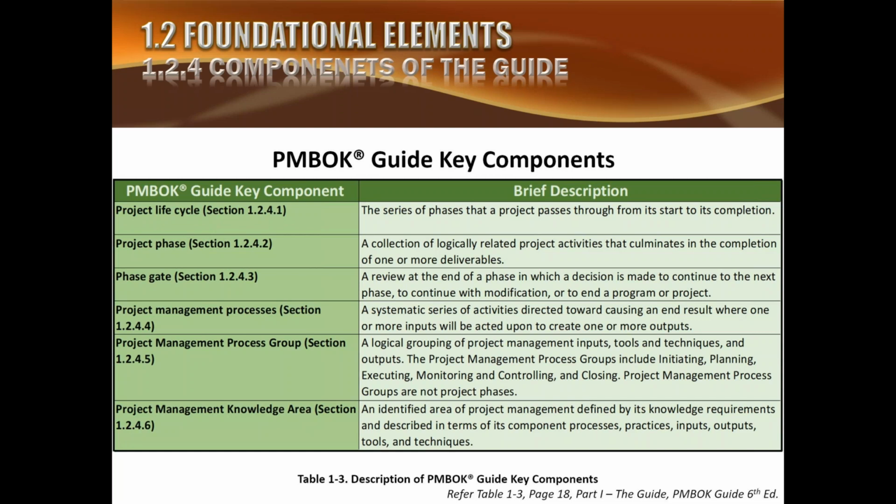Then we have project management process groups. A project management process group is a logical grouping of project management inputs, tools, techniques, and outputs. The project management process groups include, what are the process groups? Initiation is a process group, planning is a process group, execution is a process group, monitoring and controlling, and closing. There are 5 process groups of project management. Project management process groups are not project phases. This is explicitly written in the PMBOK. Please stop calling these project phases.